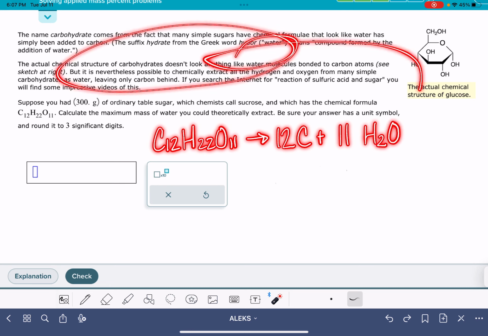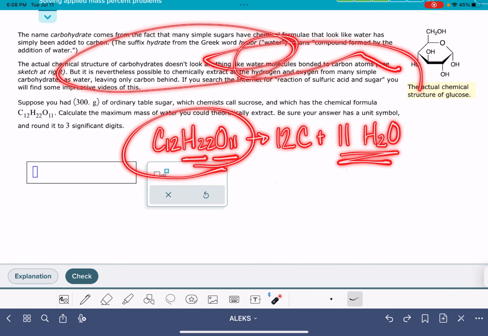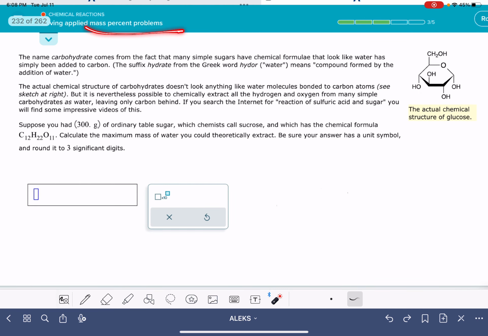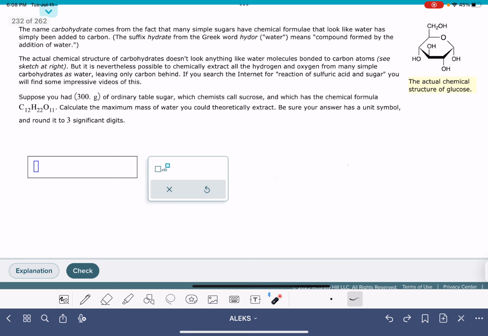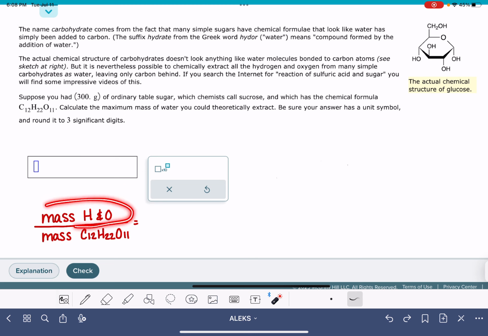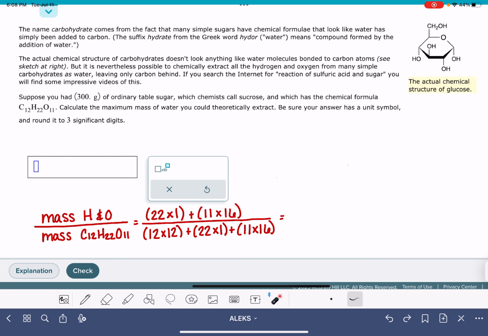That's part of this story up here. All of the hydrogen and oxygen in this molecule end up becoming water. So, once again, because this is a mass percent problem, we want to set up a ratio that gives us the relative mass of the hydrogen and oxygen. This is basically the relative mass of water that we can get out of this molecule per mass of the molecule. We're going to use the periodic table to help us add this up.